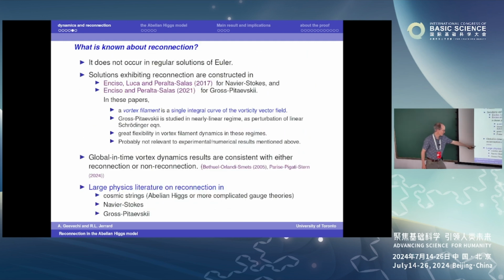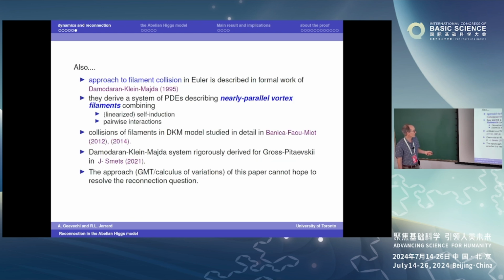And then there's a large physics literature. In vortex reconnection, this is seen as a big mechanism in either quantum turbulence or fluid turbulence. And there's also a big literature on what are called cosmic strings. In this case, the physicists basically take it for granted that reconnection will always happen when filaments collide, and they take this as a starting point for further speculations on the effects of cosmic strings on the distribution of matter in the universe, et cetera. So there's this large physics literature, but from a mathematical point of view, it's pretty heuristic, if even heuristic.